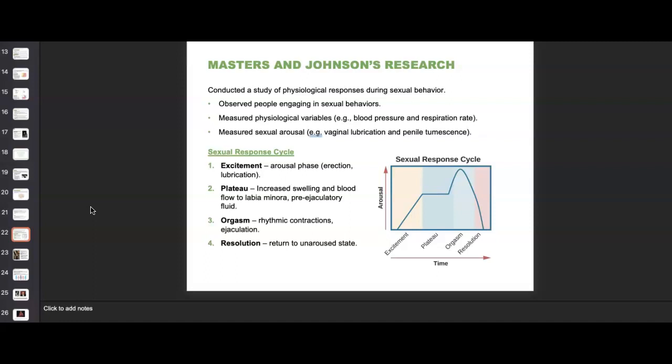They observed people engaging in sex and measured physiological variables, meaning their blood pressure and their respiration rate, but also their sexual arousal, vaginal lubrication, and penile tumescence. They then determined what was called the sexual response cycle, beginning first with excitement, the arousal phase, including erection and lubrication. The second phase, or plateau, involved increased swelling and blood flow to the labia minora and pre-ejaculatory fluid. The third phase was orgasm, which is rhythmic contractions and ejaculation. And fourth was resolution, which was returning to the unaroused state.